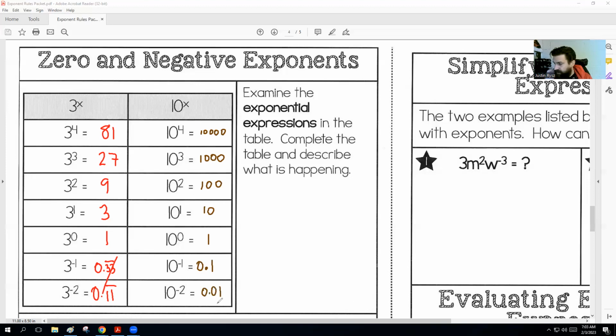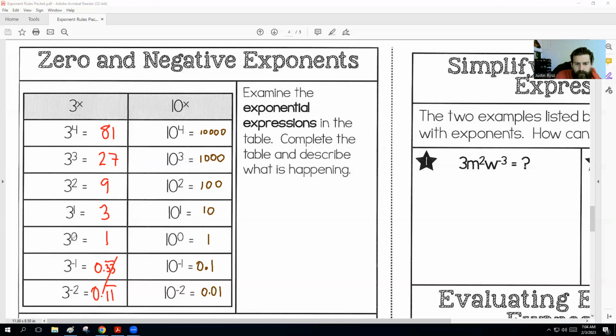If we notice here, in base 10 our exponent tells us how many zeros we have. We have 4 zeros, 3 zeros, 2 zeros, 1 zero. For 10 to the 0, how many zeros would we have? We'd have 0 zeros, so it would be a 1. Now when we go to negatives, it goes to the other side, and we get decimals. These are getting smaller.